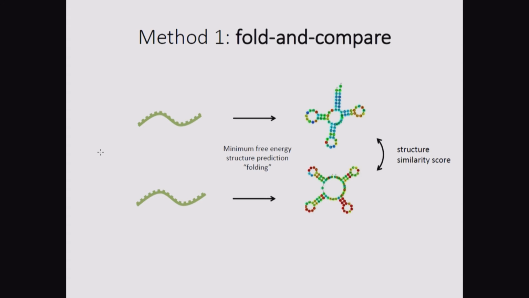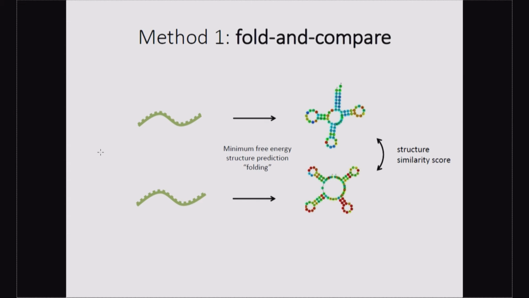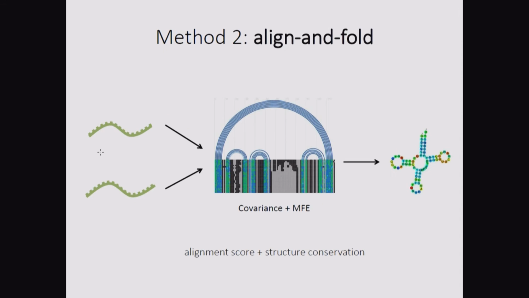So one of the methods that currently has been used is what's called fold and compare. In this case, you take each individual sequence and you compute the minimum free energy structure for the sequence. And then once you have a structure prediction, you just compare each pair of sequences and compute some kind of structural similarity score. So the advantage of this method is that it's fairly fast, but the disadvantage is that, unfortunately, it turns out in real life RNAs don't actually always take on the minimum free energy structure. So this ends up being not quite accurate enough for our purposes.